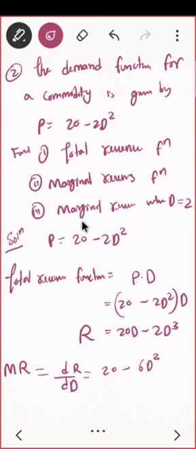And what is next? Marginal revenue at D equal to 2. Just put D equal to 2 in this. So it will be 20 minus 24, that is minus 4. That's it. Done? Nice.